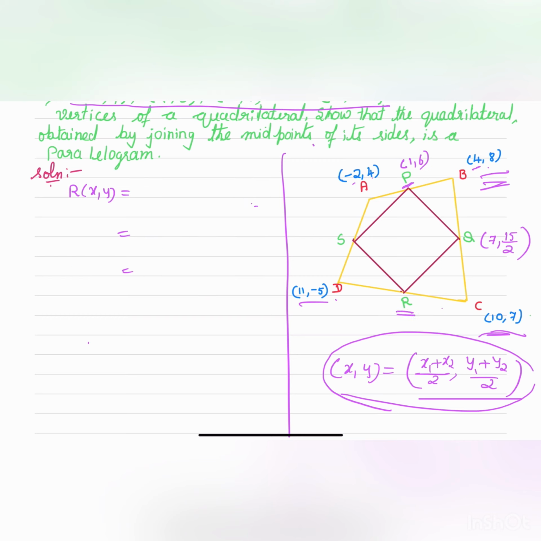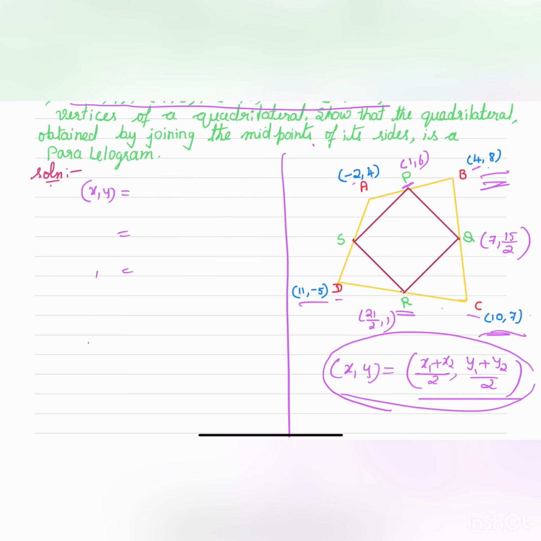Now the coordinates of R. R is the midpoint of DC and we are taking the coordinates of D and C. So it will be ((11 + 10)/2, (-5 + 7)/2). After simplifying, we are getting (21/2, 2/2). Further simplification will give us (21/2, 1). So R(x, y) will be equal to (21/2, 1).